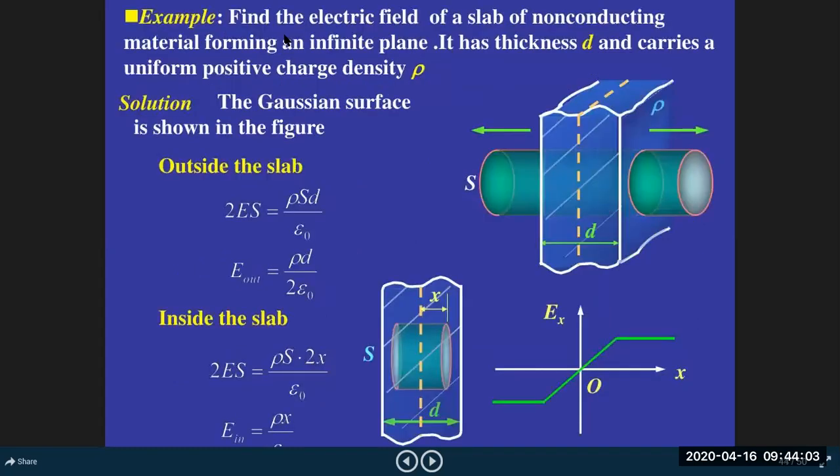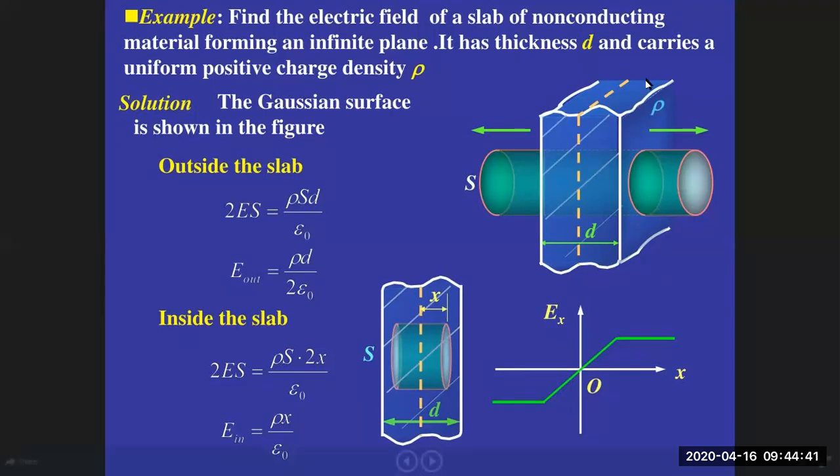Now, the next problem is to find the electric field of a slab of non-conducting material forming an infinite plane. Now, in the previous case, it was a thin sheet. Now here it is a slab, which is thick. So in the case of thin sheets, we take the same charge on either side of the sheet, but in the case of a thick slab, we cannot take the same charge on either side.